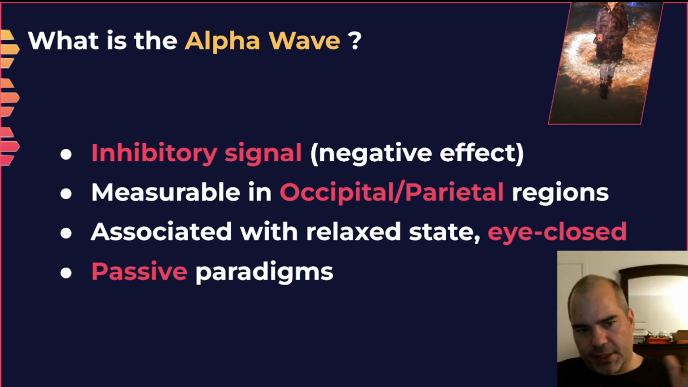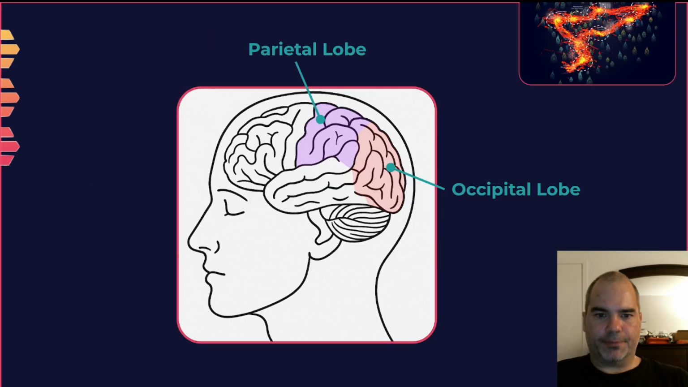It's an inhibitory signal because when you close your eyes, there will be a signal sent to deactivate, in some sense, the occipital lobe, which is responsible for processing visual information. So when you close your eyes, you don't need your visual system, which is located behind the head. And this 10 hertz kind of reflects the deactivation of the occipital lobe.